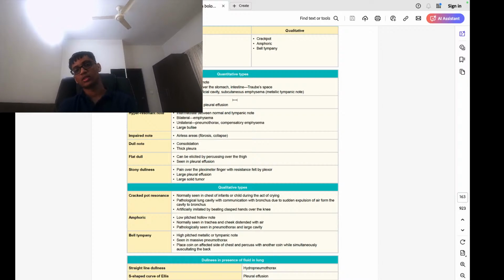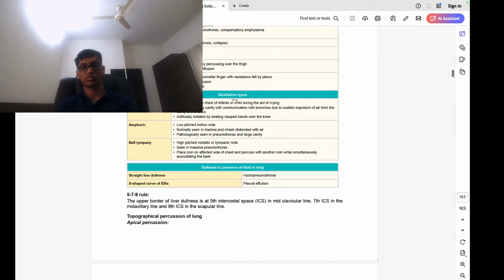Stony dullness. Tympanic note is a drum-like note seen over the stomach and intestine, and in the chest, it is seen in superficial cavity and subcutaneous emphysema. That's the only thing which is important. Then hyperresonant note is intermediate between normal and tympanic, seen in emphysema, pneumothorax, compensatory emphysema, large bullae. Surprisingly, they haven't written resonant note. Yeah, they haven't written resonant only, because you just have to assume that resonant is normal.